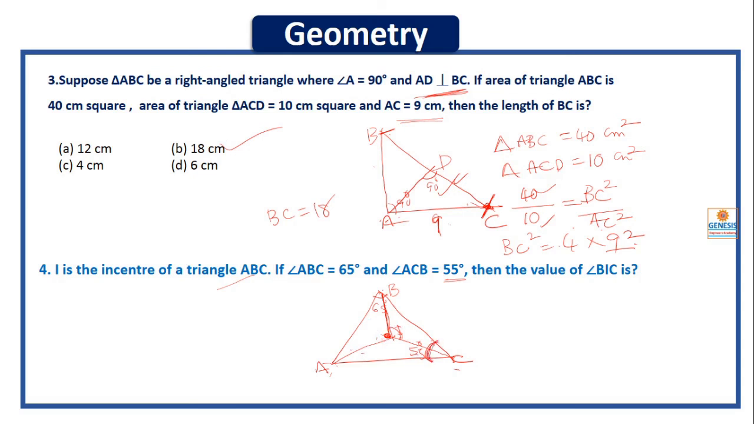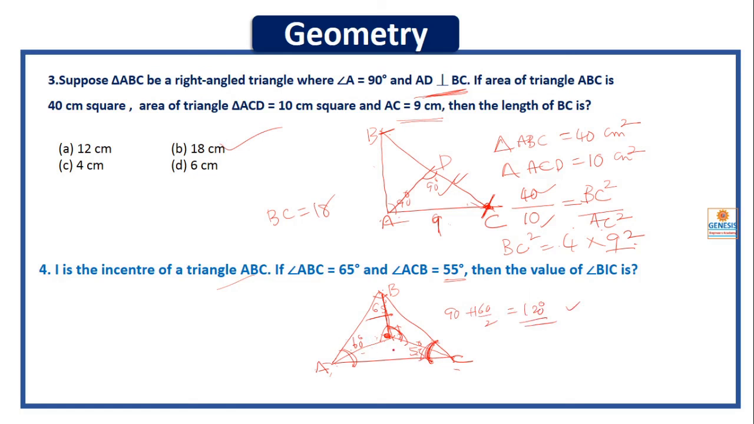What is that? 55. For BIC, angle A must be known to you. Angle B is 65, this is 55. So this turns out to be 60. Okay. So this is 90 plus 60 by 2. It is 120.